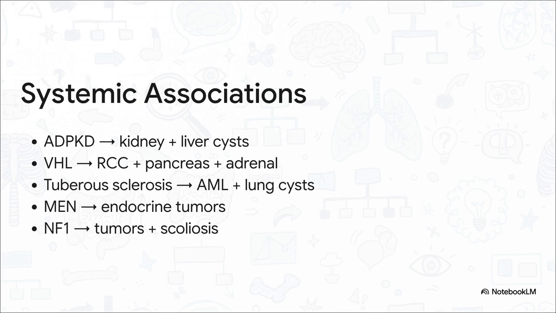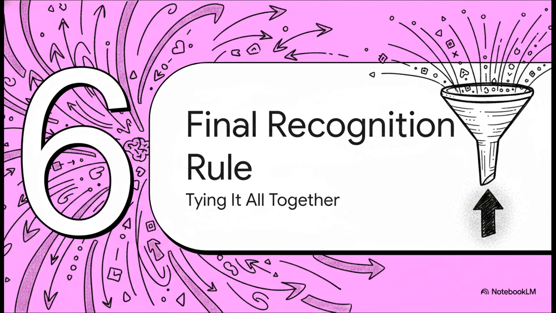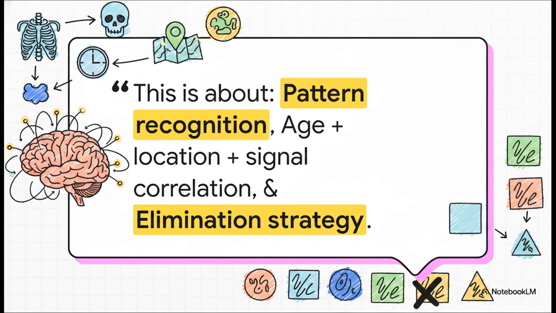Wow. Okay, we have covered a ton of ground really fast, but now it's time to bring it all home. Let's take everything we've talked about and boil it down to one final super important rule to live by. So let's put a bow on this. What we've been doing here, this isn't about just randomly memorizing facts. It's a system. It's all about training your brain to see the patterns. It's about learning to connect the dots between the patient's age, the lesion's location, and its signal characteristics.